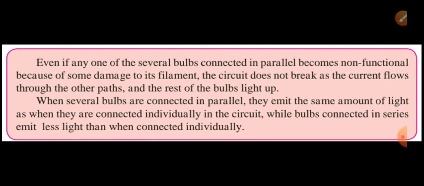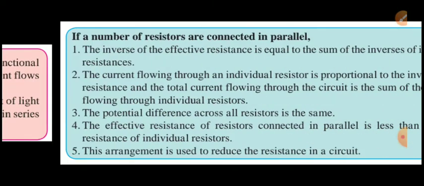So even if any one of the several bulbs connected in parallel becomes non-functional because of some damage to its filament, the circuit does not break, as the current flows through the other paths and the rest of the bulbs light up. When several bulbs are connected in parallel, they emit the same amount of light as when they are connected individually in the circuit, while bulbs connected in series emit less light than when connected individually.